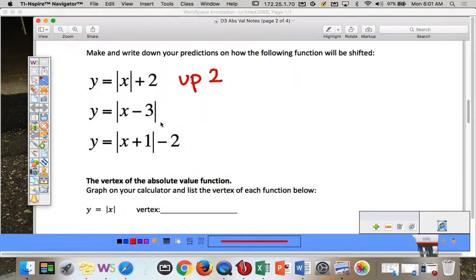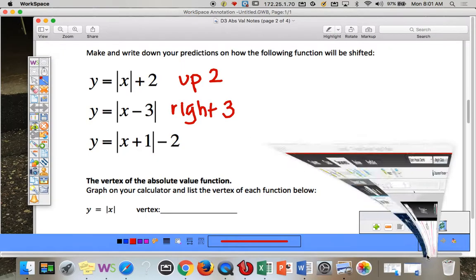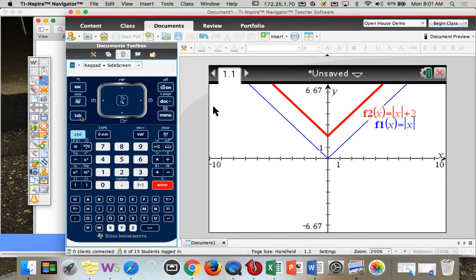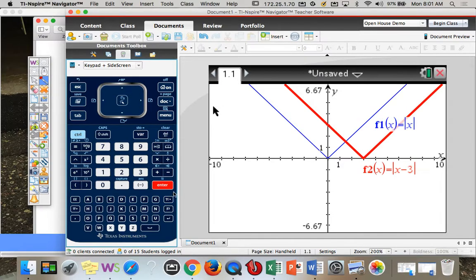Let's take a look at the next one. Absolute value of x minus 3. So again, if the absolute value is like parentheses, this would shift to the right 3. Let's try that in our calculator. I'll hit tab and go up, and I'll edit this one and just do a minus 3 on the inside. And it does go to the right 3.